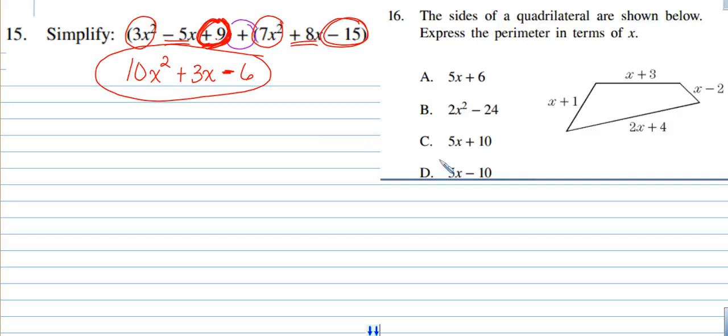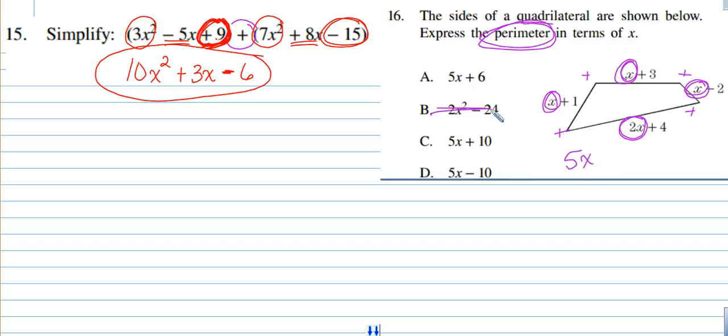Question 16. The sides of a quadrilateral are shown, express the perimeter. Okay, we did a question like this similar a couple questions ago. Perimeter is you add up all the outsides. So you go plus, plus, plus, plus. Okay, do it with your like terms. We have two x's plus an x plus another x plus another x. So 2 plus 1 is 3. 3 plus 1 is 4. 4 plus 1 is 5x.